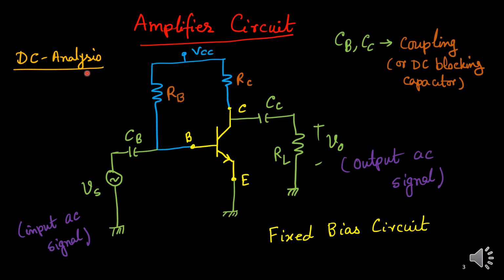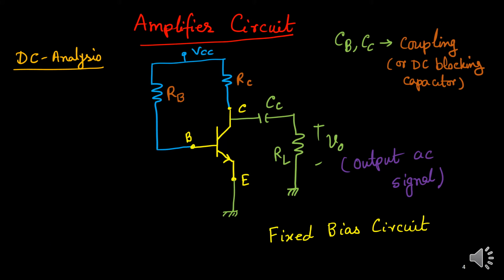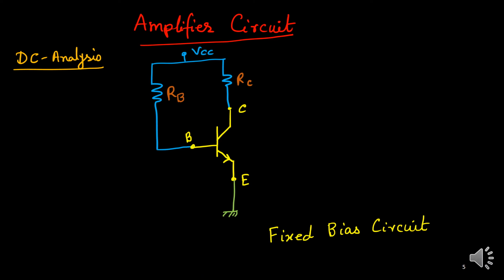Okay, now for DC analysis, we should remove all the AC input and AC output. Okay, this side I should remove it. I want to go for only DC analysis, only DC signal, and this is our DC signal VCC that is connected. So this input side part I have removed. Similarly, I am going to remove this output side part, this one. So this one is left, and this is for biasing circuit. This circuit is called fixed bias circuit.